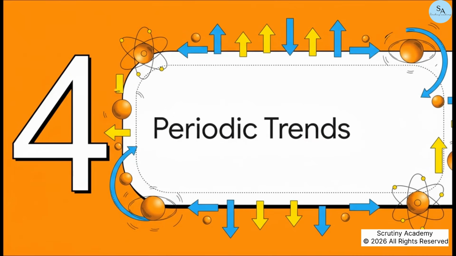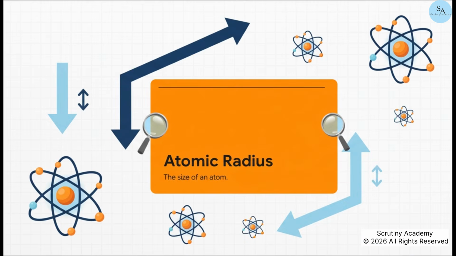All right, let's get to the really, really important part for your exams. This is about actually using the table to predict how elements behave. These are the periodic trends, so pay close attention. First up, atomic radius. And yeah, it's pretty much what it sounds like. It's just the size of an atom. Simple enough. But the key question is, how does that size change as we move around the table?